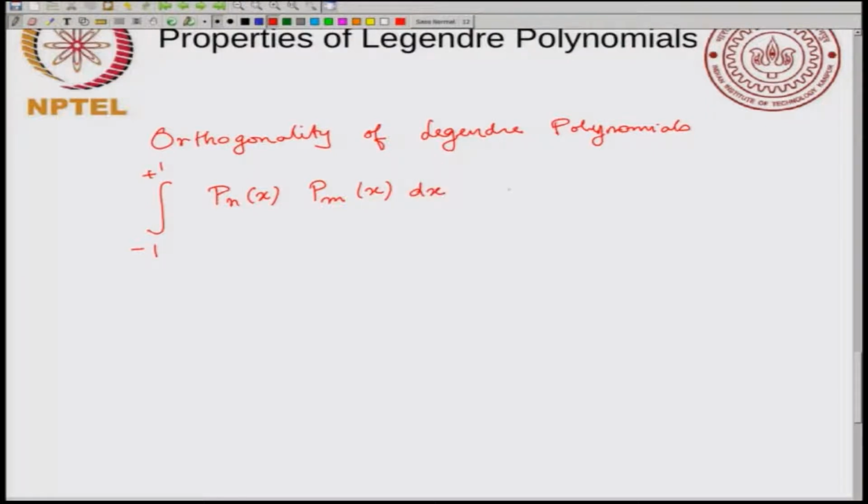What you are doing is taking the nth Legendre polynomial and the mth Legendre polynomial, both functions of x. You multiply them and integrate them from minus 1 to 1. Then this is equal to delta_nm, which means it is equal to 0 if n is not equal to m and equal to 1 if n equals m. This is an extremely powerful relation, the orthogonality of Legendre polynomials.